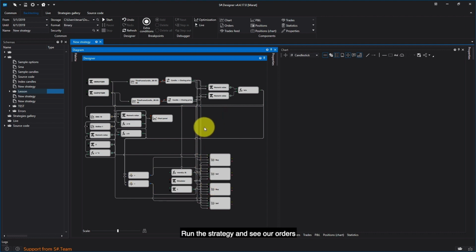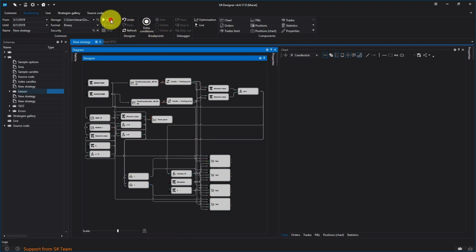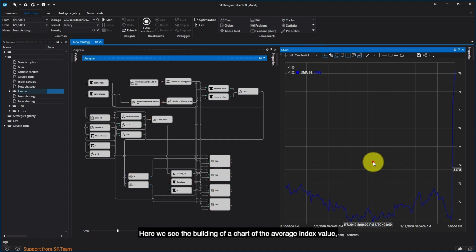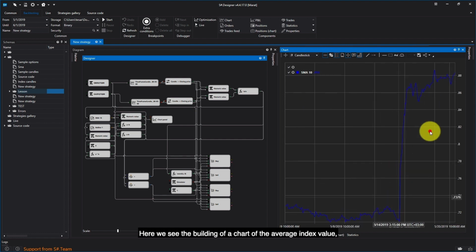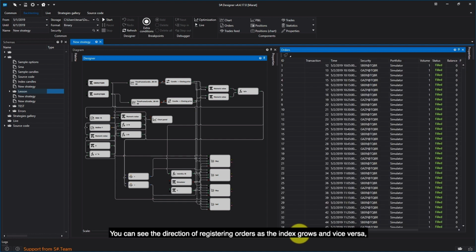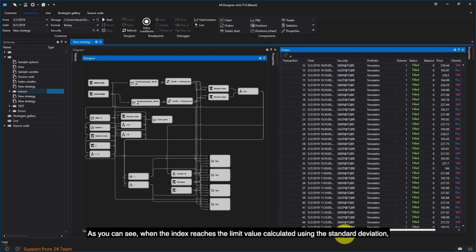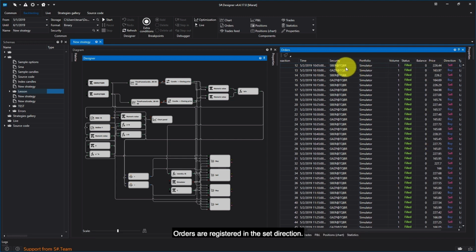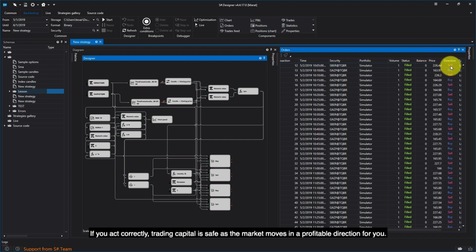Run the strategy and see our orders. Here, we see the building of a chart of the average index value. You can see the direction of registering orders as the index grows and vice versa. As you can see, when the index reaches the limit value calculated using the standard deviation, orders are registered in the set direction. If you act correctly, trading capital is safe as the market moves in a profitable direction for you.